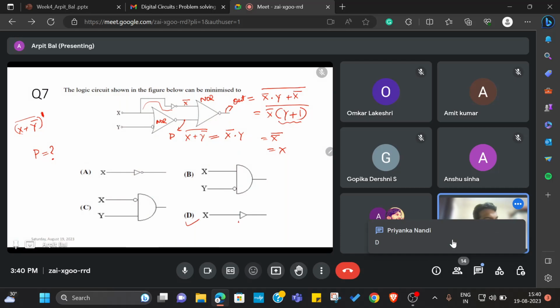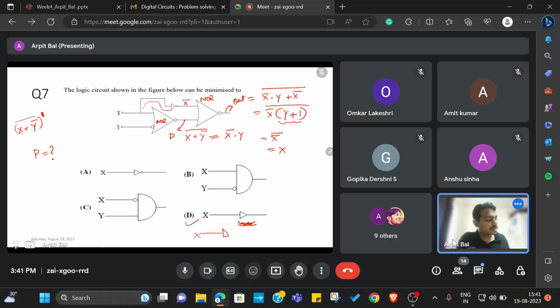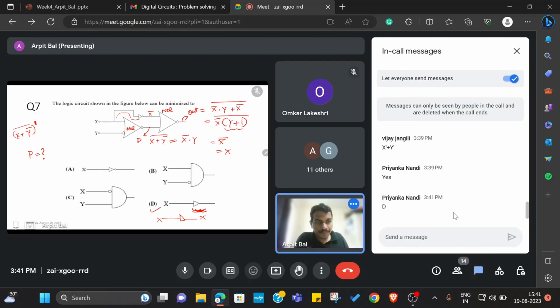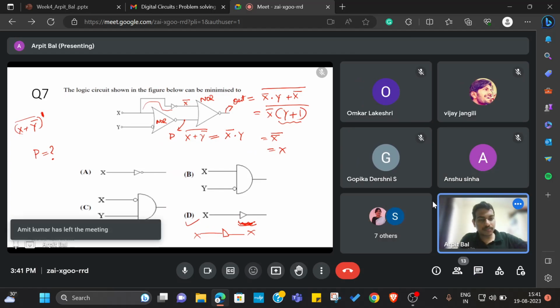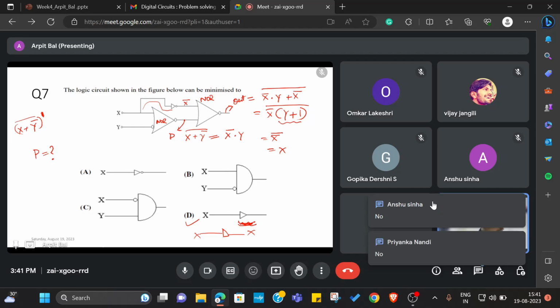So this is not an inverter, but a buffer. A buffer will pass the value as it is. Okay, so is everyone clear with this particular question? Does anyone have any doubt? Okay, then we can move on to the next question.